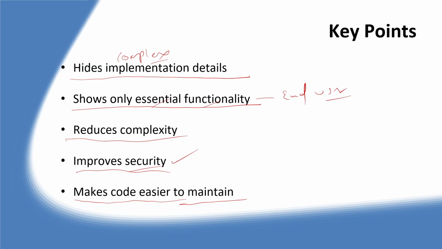And how do we achieve abstraction? Abstraction is achieved or implemented using two ways. What are those two ways? One is abstract class and the other is interface.